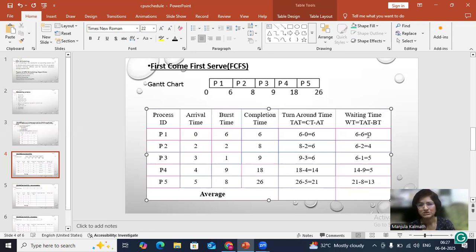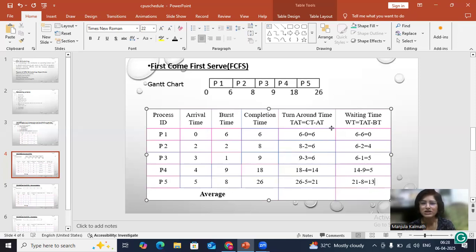In this chart, if you observe each and every process's status, you can get P1. What is the turnaround time of P1? What is the waiting time of P1? And what is the completion time of P1? Like that, P2, P3, P4. What is the P5 completed time? What is the P5 turnaround time? And what is the P5 waiting time? So, last one more calculation.